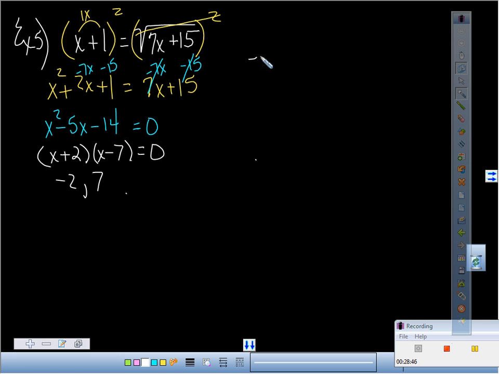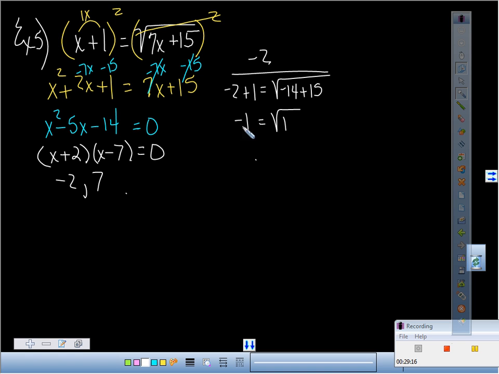And all I'm going to do, guys, when you check something, always go back to the original problem. The one on the test, the one in the book, the one on the worksheet. So this will be negative 2 plus 1 is equal to the square root. What's 7 times negative 2? So that would be negative 14 plus 15. What's negative 2 plus 1? Negative 1. This is the square root of 1. What's the square root of 1?